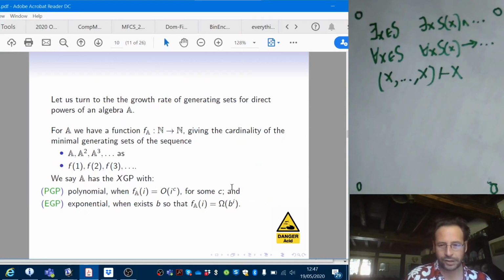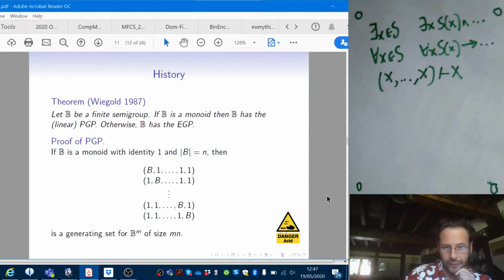And we would look at two particular cases where the cardinality of the minimal generating sets is at most polynomial, and we call that the PGP, or at least exponential, and we call that the EGP. Of course, it's not a priori obvious that there's nothing in between, because in principle we could have some kind of sub-exponential behavior.